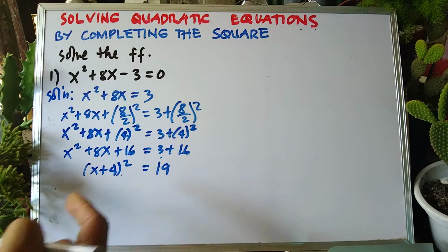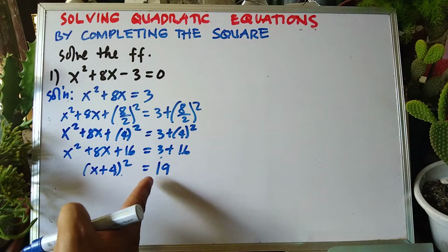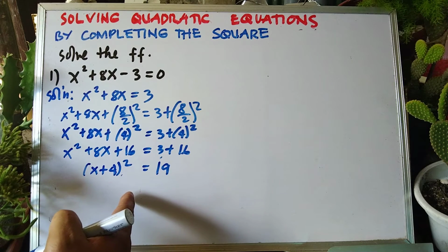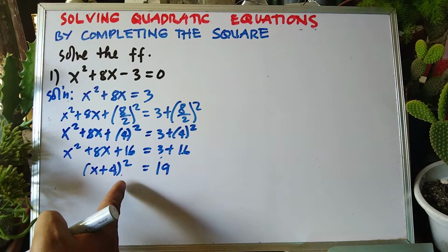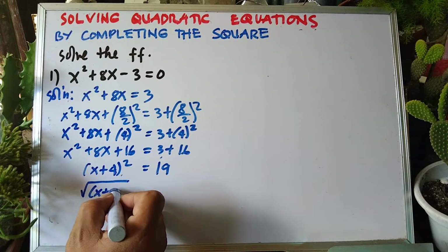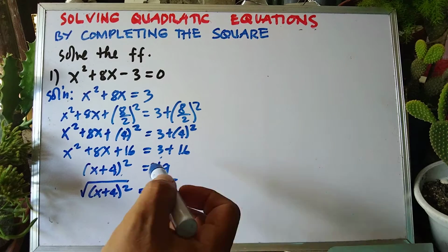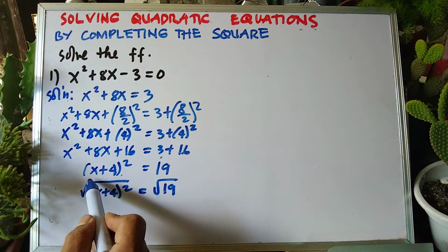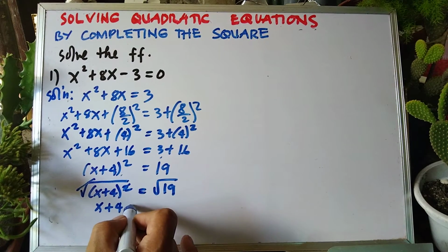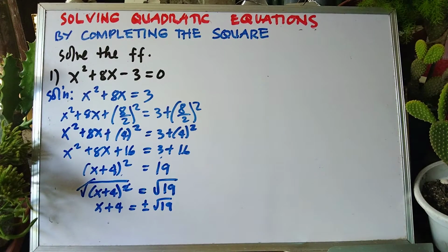Okay. So, what's next? Since we need to find the value of x, as you observe, this is just like the first method, which is applying the square root property, correct? We need to take the square root of both sides. It's equal to the square root of 19. So here we could cancel the radical and the square. So what is left? You have x plus 4 is equal to plus or minus the square root of 19.